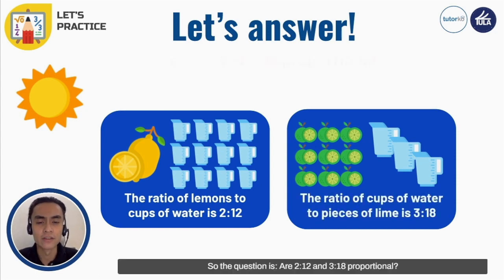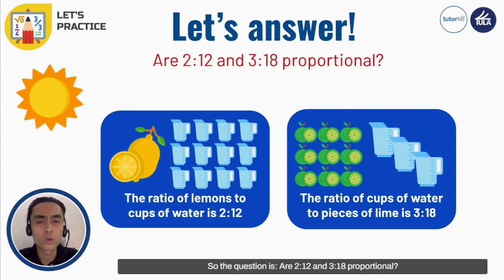So the question is, are 2 is to 12 and 3 is to 18 proportional? You can pause this video so you can solve on your own. Then you can just press play again to see the correct answer. Remember to practice integrity and try on your own.